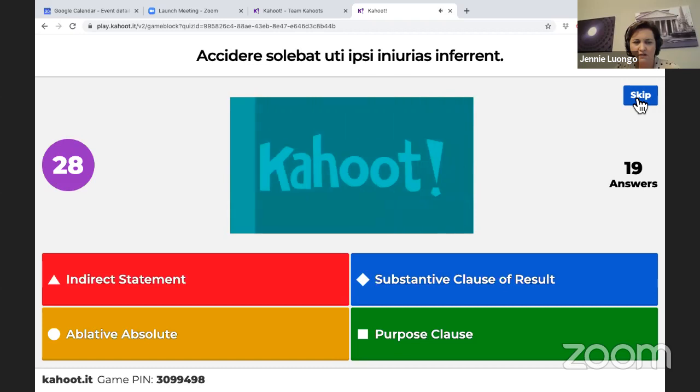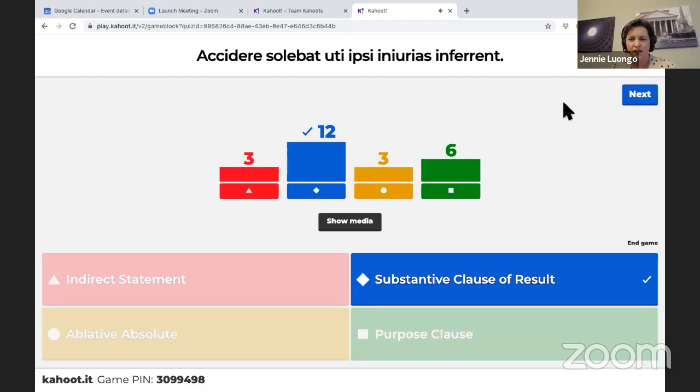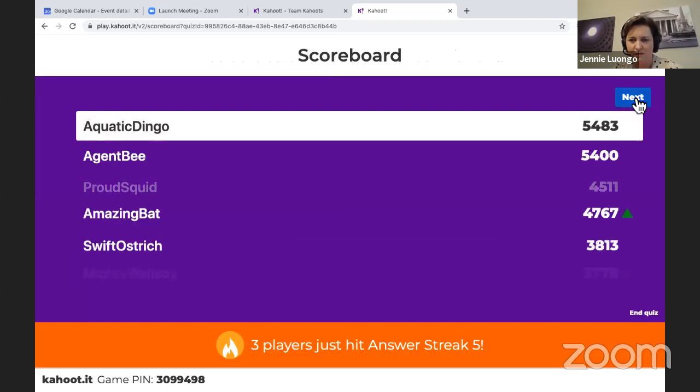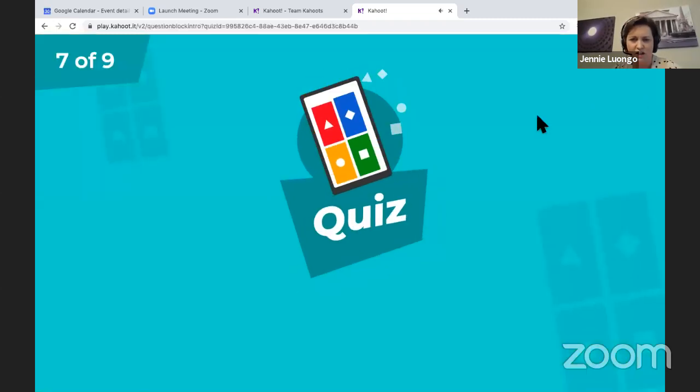All right, I'm going to give a few more seconds and then we're going to need to move on. All right, sorry if you didn't get in. Oh, look at that. People are getting that, the fact that if you see something like acquirere and uti, which is like ut here, it's a substantive clause of result. Really well done. I'm impressed. I think that one is a challenging one.